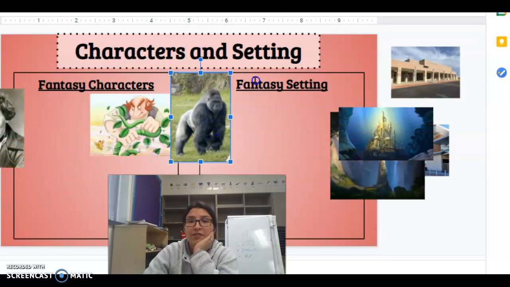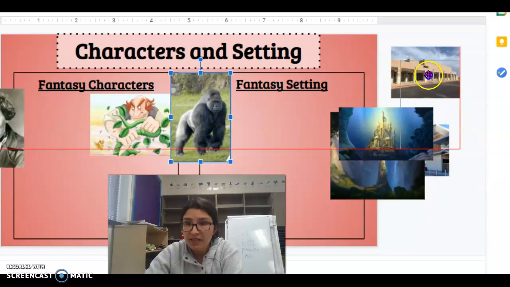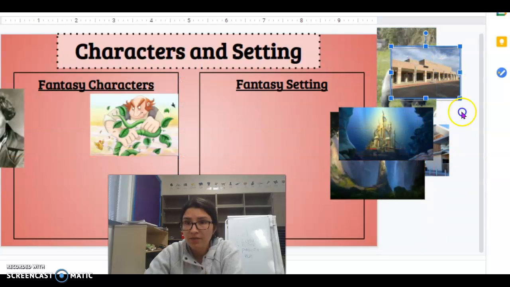All right, now here is a gorilla. It's a photograph of a gorilla. Now, this is a photograph, meaning it's a real picture. Is this an example of a fantasy character or fantasy setting? No, it's not, is it? It's an actual photograph, meaning it is real. So I'll put that right there.